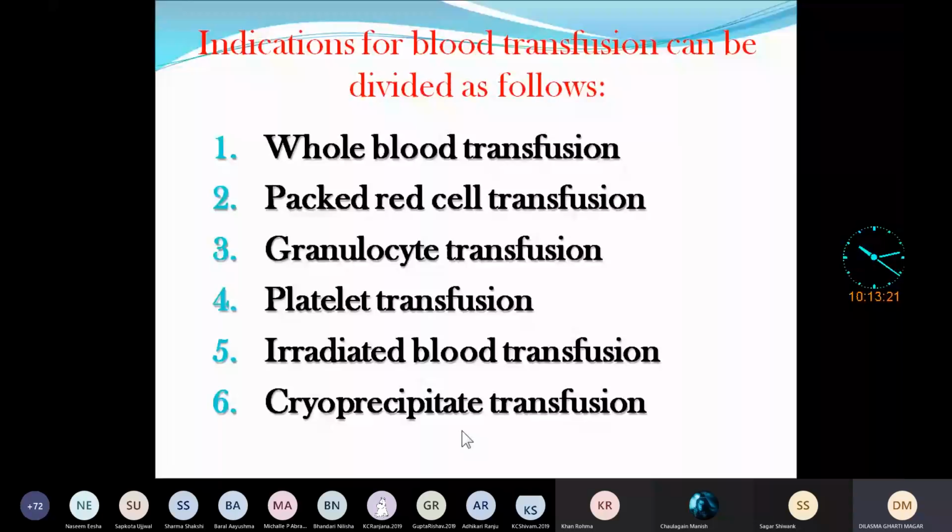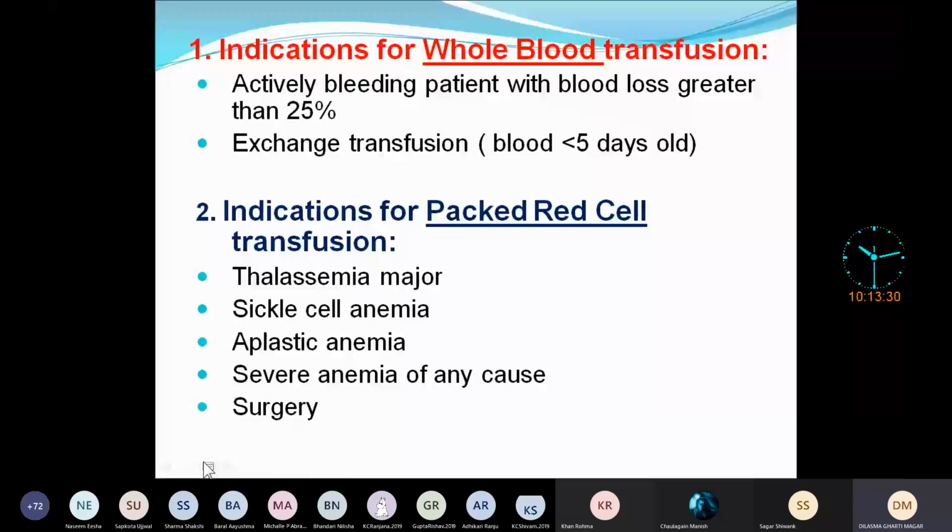Now we'll come to the whole blood transfusion. You see here the indications for whole blood transfusion. Here we can give this whole blood, meaning RBC is there, platelet is there, plasma is there, and it is not separated. We can give this whole blood in case of an actively bleeding patient with blood loss greater than 25%. Understood here? At that time we will give it. If a person is undergoing surgery and actively bleeding, or in case of a road traffic accident or railway accident, if a person is bleeding heavily, at that time we'll give this whole blood transfusion.